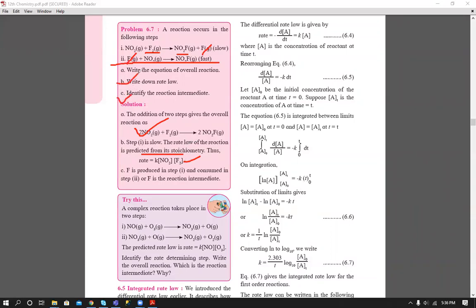And I already said what a reaction intermediate is. F is produced in the first step and gets consumed in the second step. Okay, hope you have understood. So for finding the overall order, just add these two reactions and cancel the similar terms on opposite sides. F is present on both sides, so that's why it cancels, and add the same terms on the same side. So NO2 plus NO2 gives 2NO2 plus F2, and then NO2F gives 2NO2F2. Okay. Let's move to the next problem.